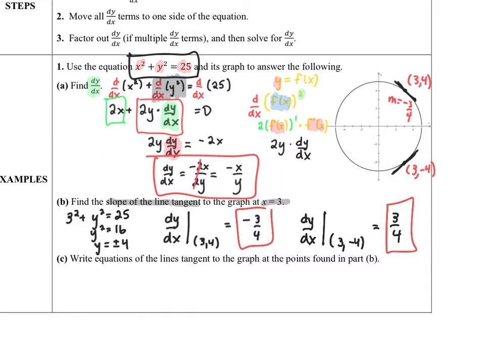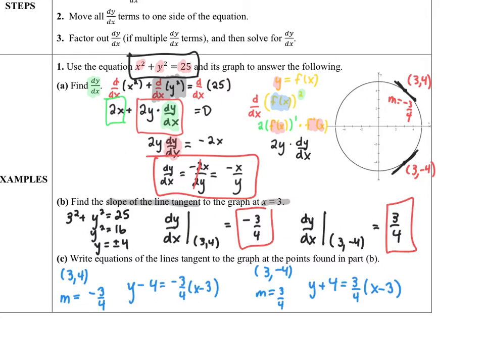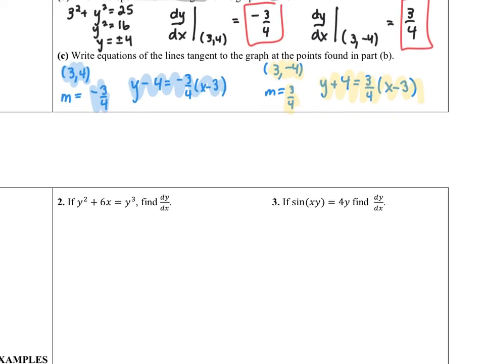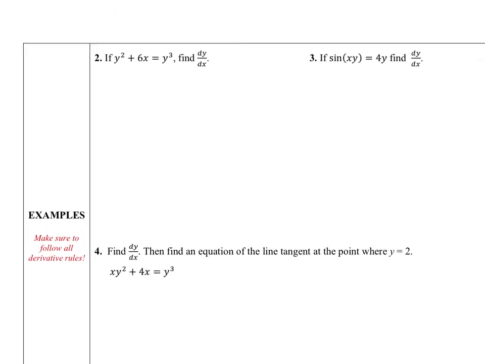Part C is just asking for equations of the tangent lines. So I just use the point and the slopes that I found. For my point 3, 4, I have my slope and here's my equation. And for my point 3, negative 4, I found my slope to be 3/4 and here is that equation. The examples on the back are just going to take us through a variety of different types of problems.